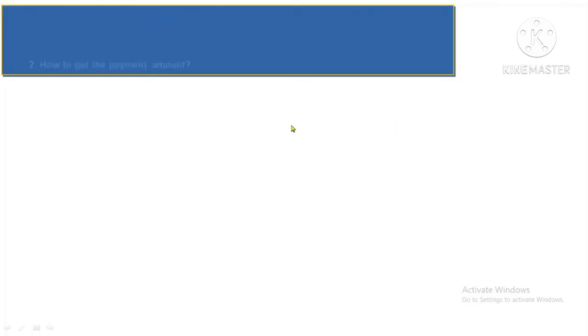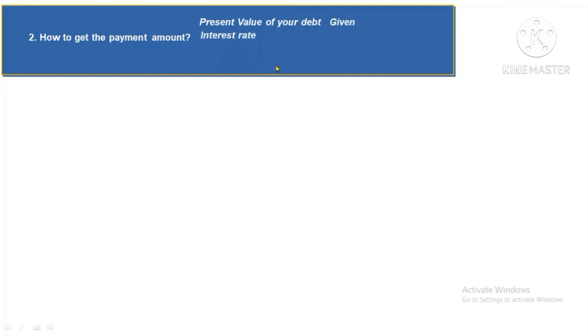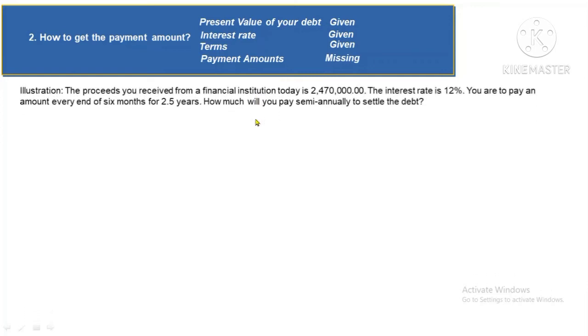We are now on the second question, which is how to get the payment amount. To be specific, let's assume in here that the present value of your debt is given, as well as the interest rate or the implicit interest rate, as well as the terms like the maturity date or the payment dates and etc. are also given. What's missing is the specific payment amount. To understand it further, let's go directly to the illustration.